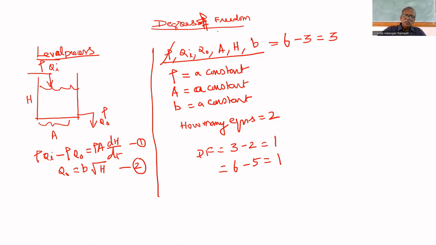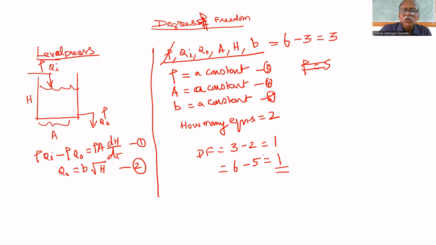How 5 equations? Rho is a constant, rho equal to say 5. 5 means it is a constant. That is also an equation. So, how many equations? 3, 4, 5 equations. Out of 6 variables, 5 equations are there. Therefore, degrees of freedom equal to 1. It means we can control only one variable.